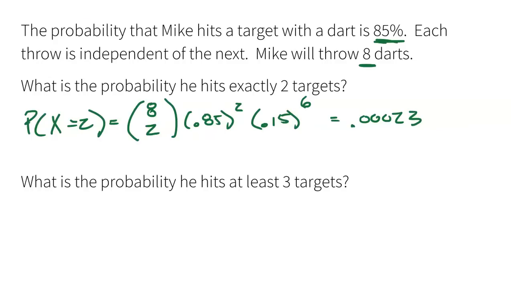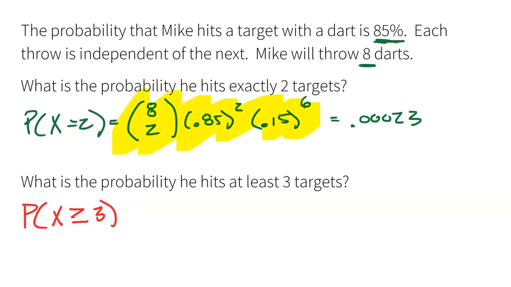All right, next question here. What is the probability he hits at least 3 targets? This is the probability that X is greater than or equal to 3. We want him to make 3 or more targets. That would be 3, 4, 5, 6, 7, or 8. So basically, I've got to do all this work that I just did for 2, but I've got to do it for 3, 4, 5, 6, 7, 8. That's a lot of work. So let me teach you a shortcut.